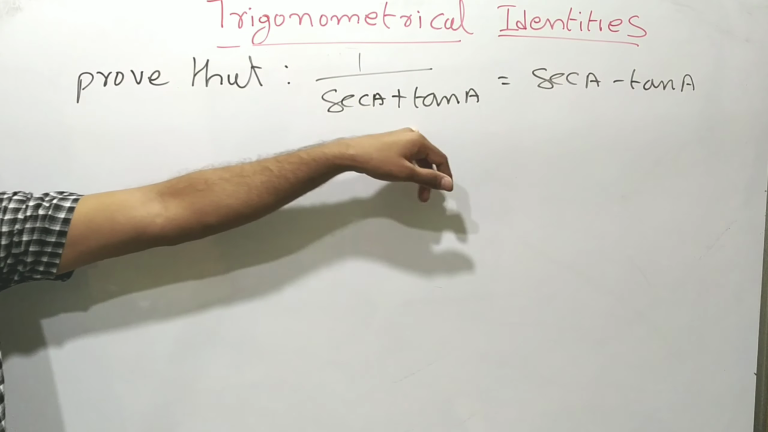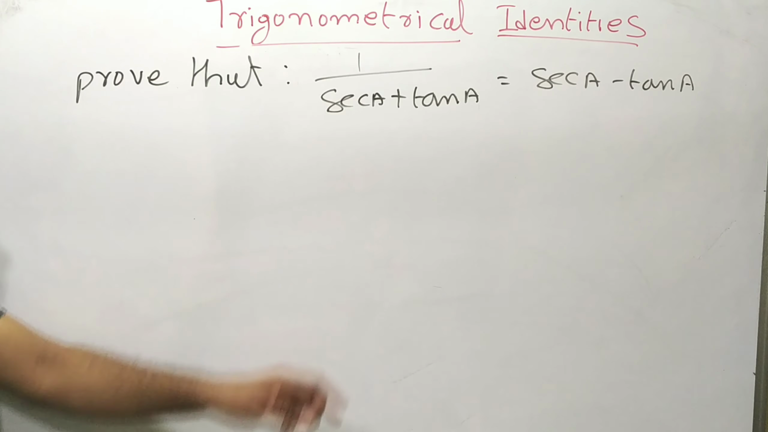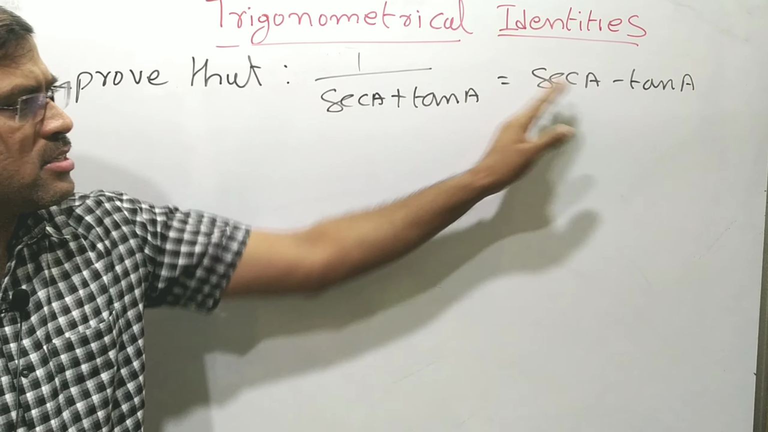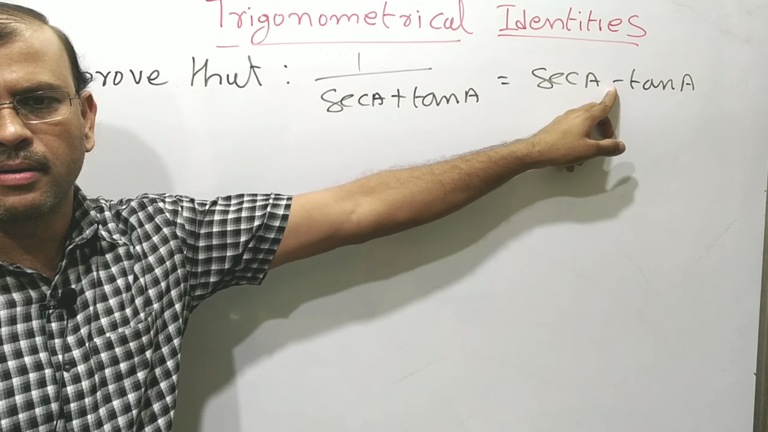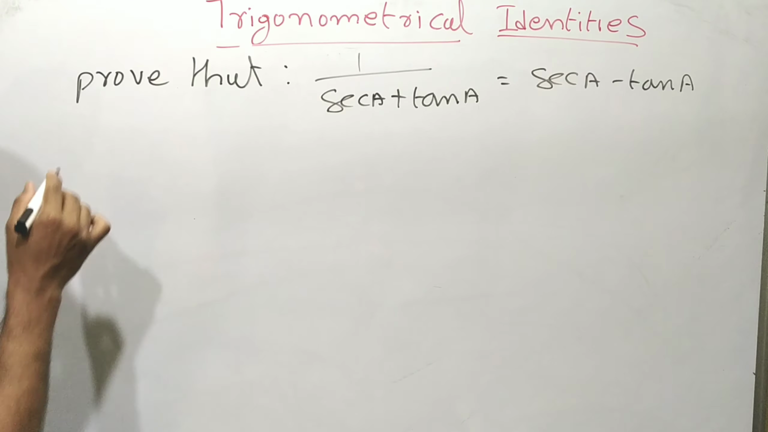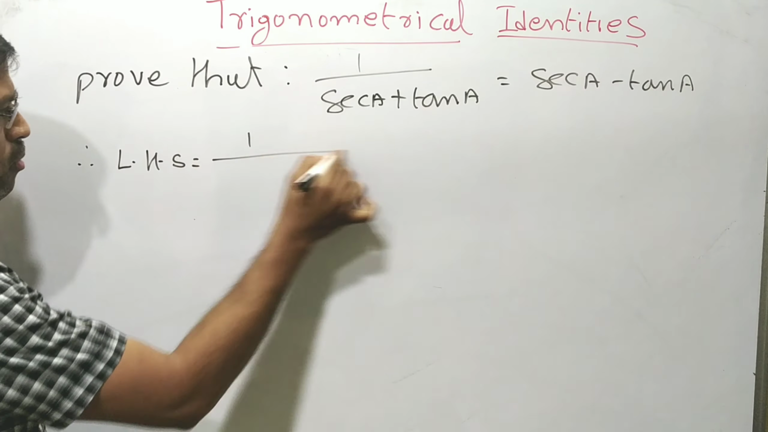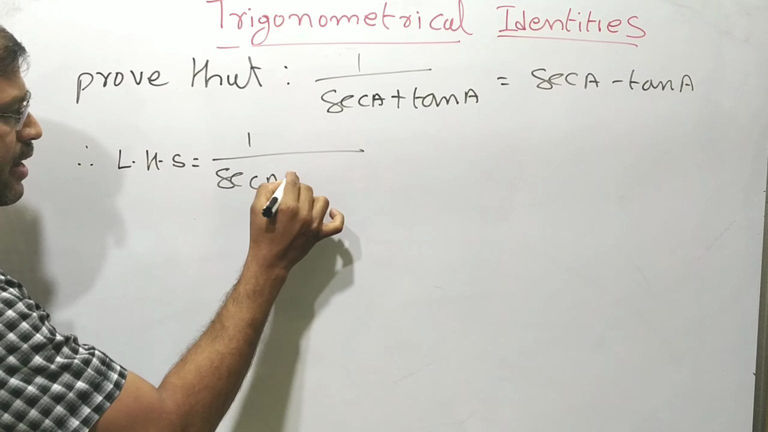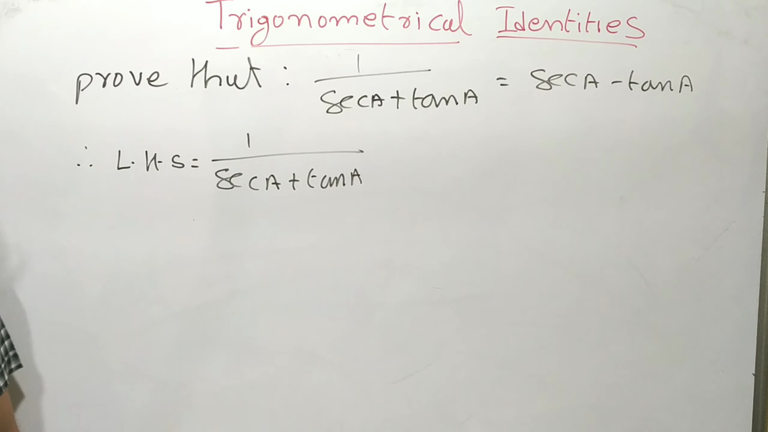1 upon sec A plus tan A equal to sec A minus tan A. Now if you notice the left hand side and right hand side, the middle sign is changed, the reciprocal we can see. So now what I am going to do, I will take it as a left hand side. 1 upon sec A plus tan A.